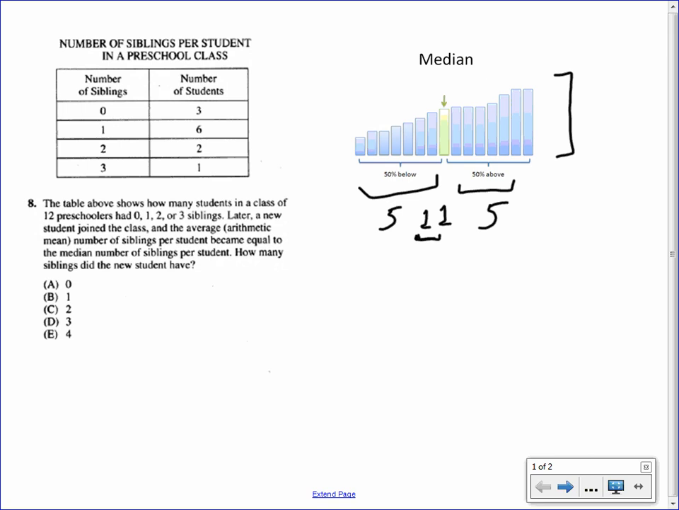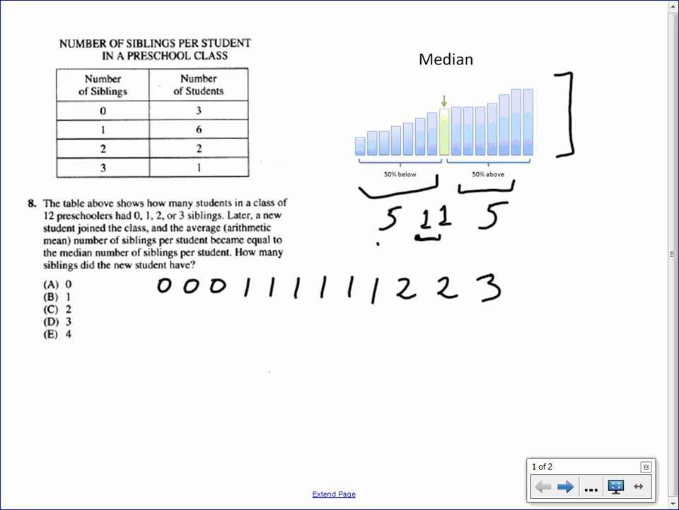So you'd want to write that there are 3 students who have 0 siblings, so you'd write 0, 0, 0. And then there are 6 students who have 1 sibling each, so you'd write 6 ones: 1, 2, 3, 4, 5, 6. There's 2 students who have 2 siblings each, so that's 2, 2. And there's 1 student who has 3 siblings. So this gives you your 12 total students.